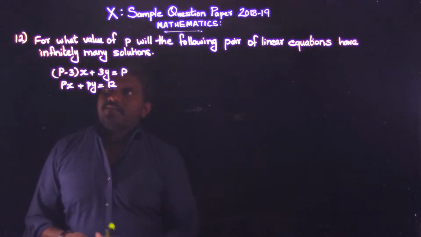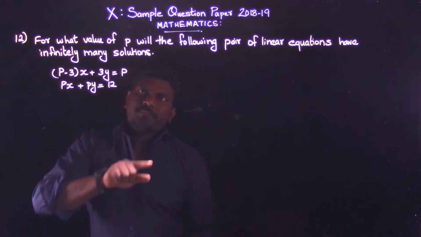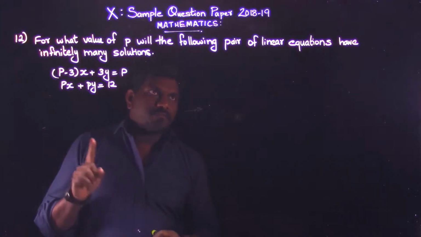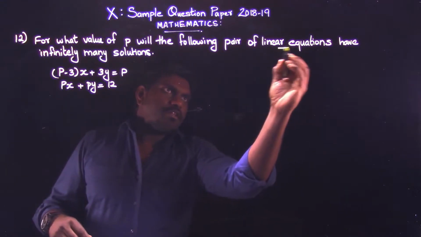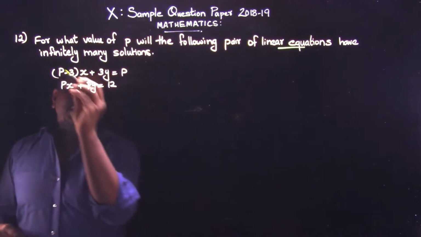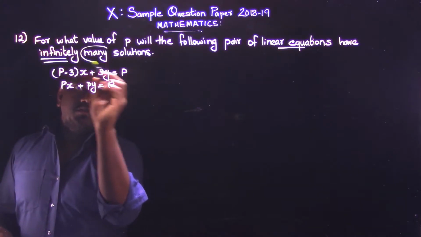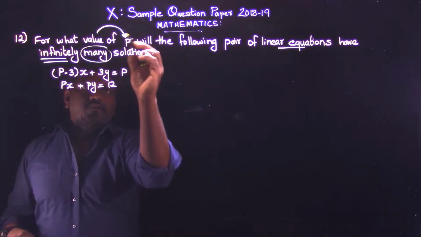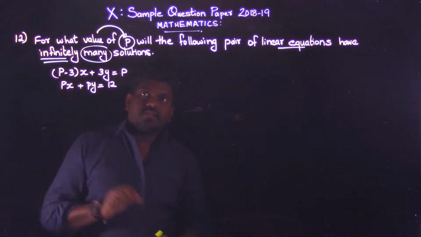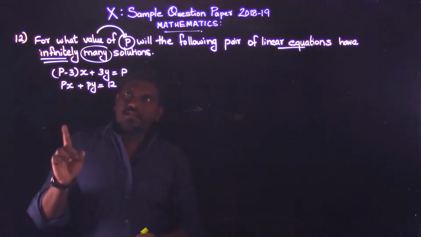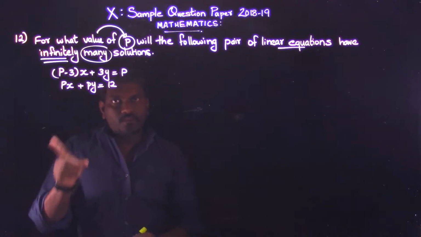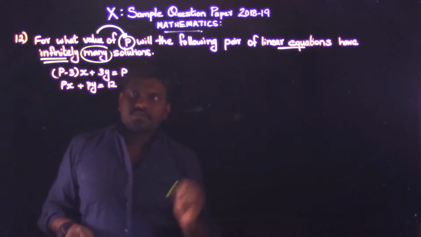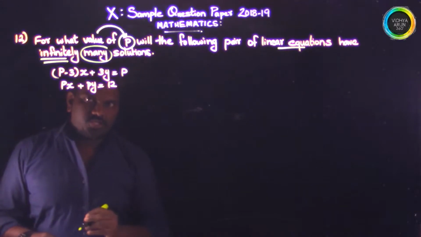Question number 12. For what value of P will the following pair of linear equations have infinitely many solutions? So this is a question from linear equations. You need to find the value of P, so that the value you find for P would give infinitely many solutions to this pair of linear equations.